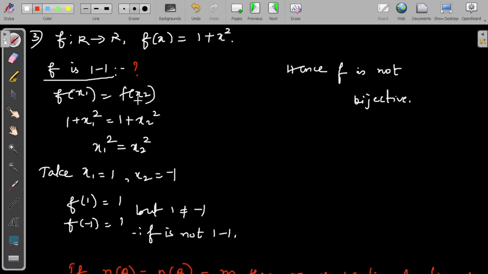Now whenever squares of two numbers are equal, can we conclude x1 equal to x2? Let me take an example, x1 equal to 1, x2 equal to minus 1, f of 1 is 1, f of minus 1 is also 1, but 1 not equal to minus 1. I can't conclude that x1 equal to x2. This is not possible. Therefore f is not 1 1. If f is not 1 1, no need to check for ontoness, because it can't be bijective. For bijectiveness, both 1 1 and onto, you can stop here.